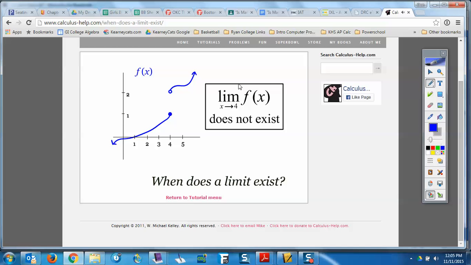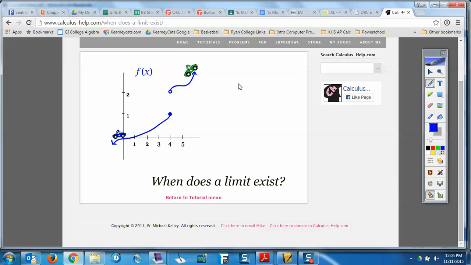Let's go back to our diner metaphor for just a second. Notice that as I'm traveling along the road from the right, I end up at a height of 2. But if you travel along the road from the left, you end up at a height of 1. These heights don't match. We won't both arrive at the diner, and no limit exists. We call the height at which we arrive from the right the right-hand limit of f of x as x approaches 4 from the right, and we denote this with a little plus sign in our limit symbol.